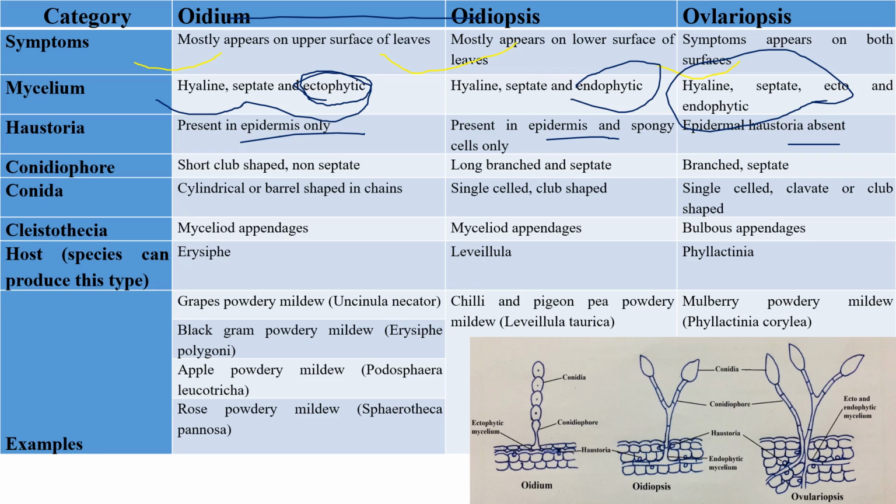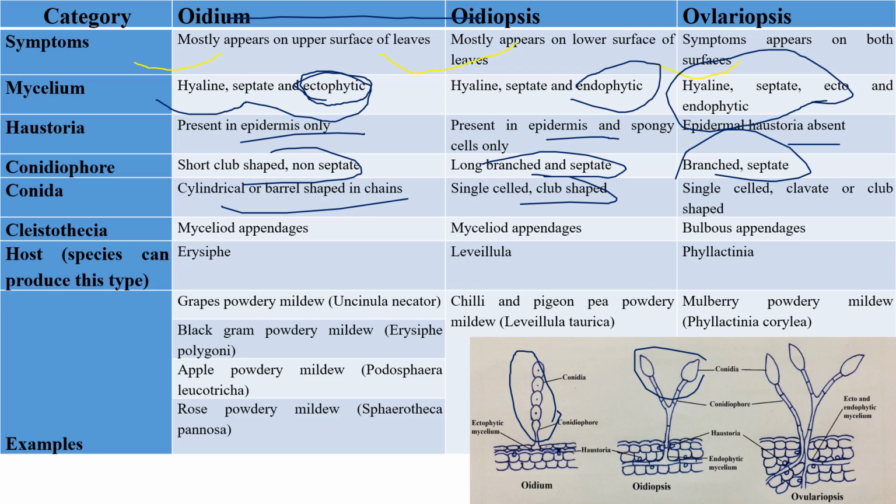Conidiophore is short, club-shaped, non-septate. When it comes to oidiopsis type, long, branched, septate. Ovulariopsis is branched but septate. And conidia: conidia are generally cylindrical or barrel-shaped, which are in chains. We can see here cylindrical, barrel-shaped, in chains. But in oidiopsis it is club-shaped. You can see here club-shaped. And conidia in ovulariopsis type are single-celled, clavate, or maybe sometimes club-shaped also.